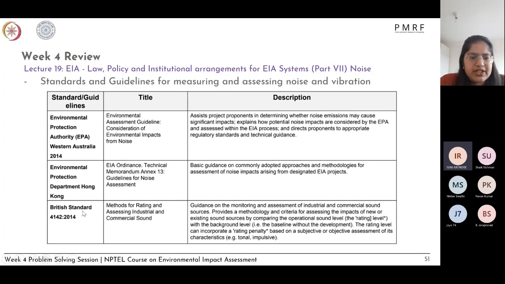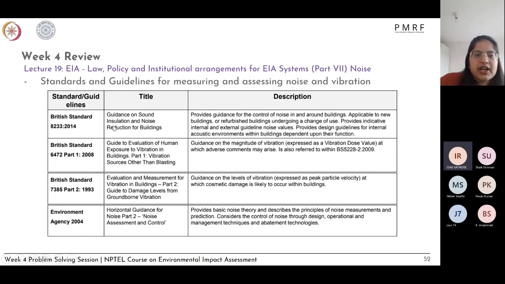And then we have the British standard again, which is for methods of rating and assessing industrial and commercial noise. So the previous British standard was for construction activities and control of noise and vibration. And this is on how industrial and commercial sound should be assessed and weighted. So they have a rating penalty, which is subject to a few conditions and characteristics being met, but they look at the noise being generated from industries and commercial activities, and it rates them and provides guidance on reducing it.